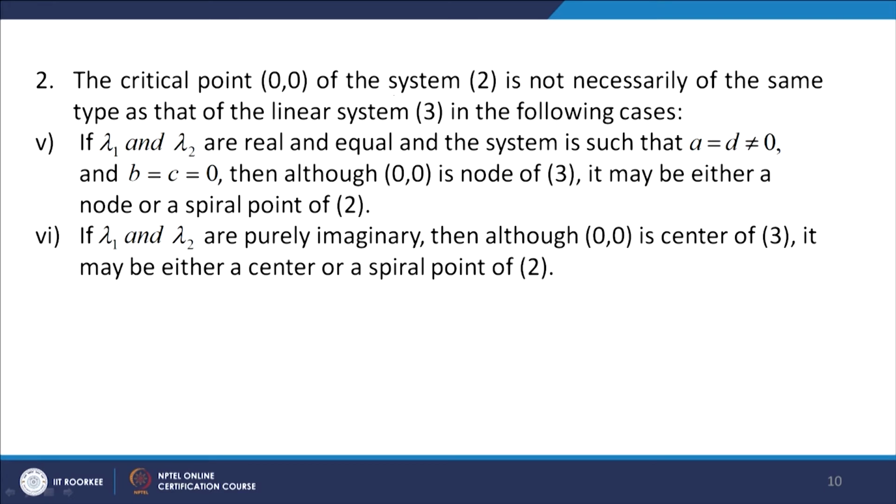The critical point (0,0) of the nonlinear system is not necessarily of the same type as that of the linear system 3 in the following cases. If lambda 1 and lambda 2 are real and equal, and the system is such that A equals D not equal to 0 and B equals C equals 0, then although (0,0) is a node of 3, it may be either a node or a spiral point of the nonlinear system. If lambda 1 and lambda 2 are purely imaginary, then although (0,0) is a center of 3, it may be either a center or a spiral point of the nonlinear system.